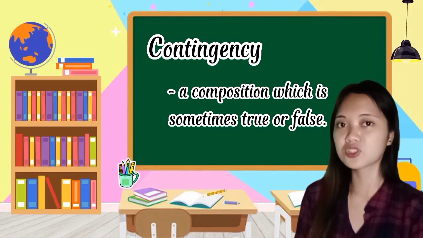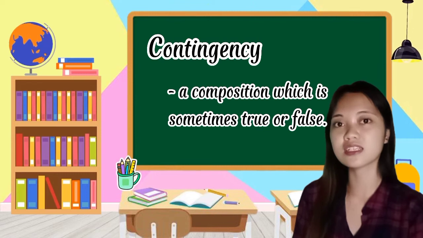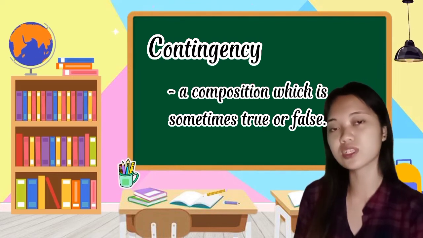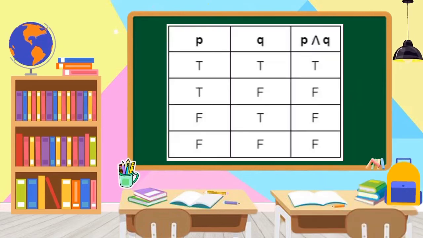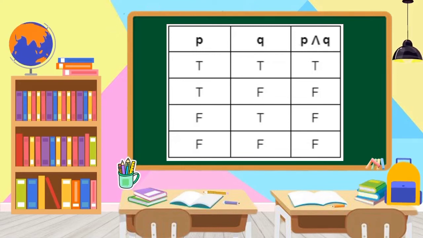Lastly, let's try to understand what is contingency. Contingency is a compound proposition which is sometimes true and sometimes false. Suppose we take two propositions P and Q and the compound proposition P and Q. So, as we can see, the truth values of this compound proposition would be true, false, false, and false. It is sometimes true, it is sometimes false. However, this compound proposition is a contingency.